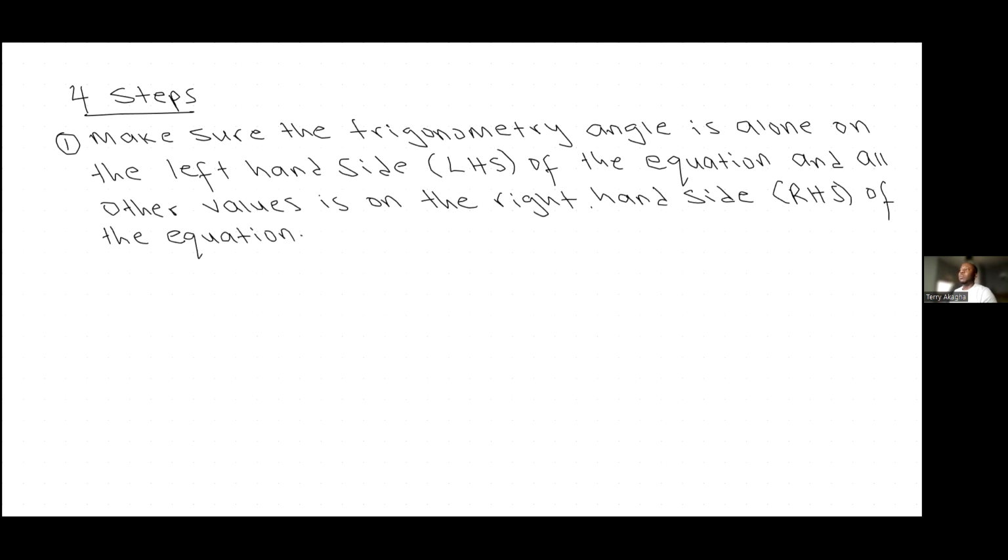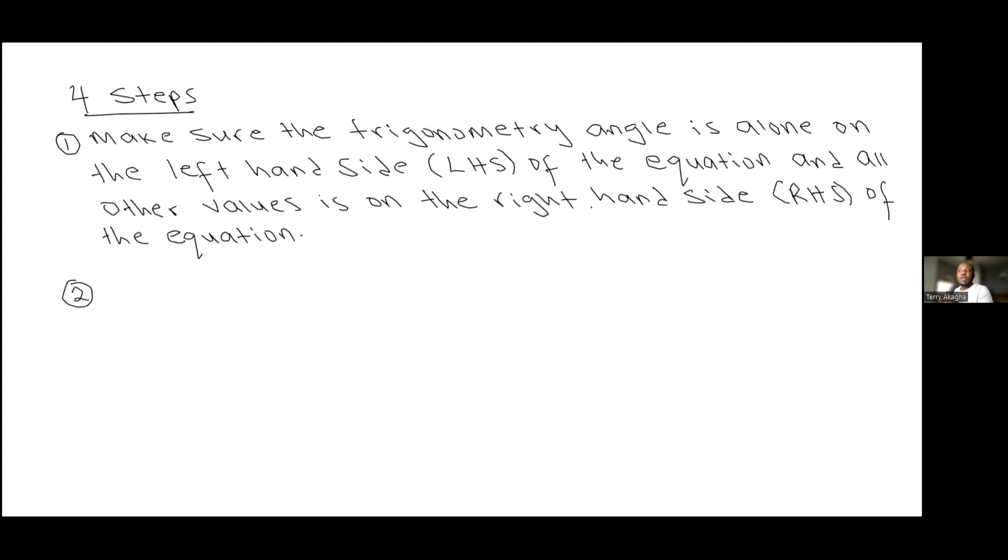So make sure the trigonometry angle is alone on the left-hand side of the equation, and all other values are on the right-hand side of the equation. Number two, okay? Now, when you've done this, the next thing you have to do is to find the trigonometry inverse, okay, to find the principal angle. So the sine inverse or the cosine inverse or the tan inverse.